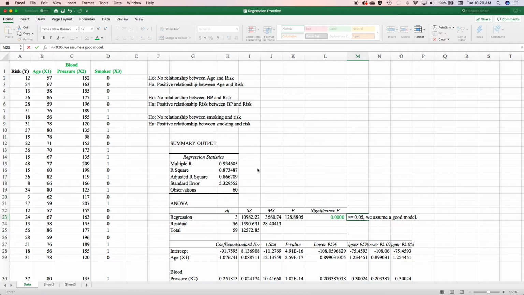The second number that we look at is the adjusted R squared. So we're going to take a look at the adjusted R squared, and this gives us our explanatory power.